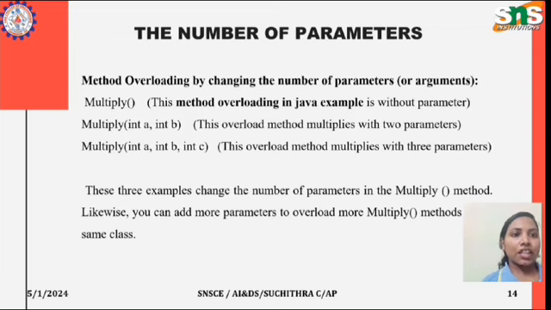Method overloading by changing the number of parameters or arguments. The method overloading in Java example multiply is first without parameters. Here we never give any parameter. The next one is method multiply(int a, int b). This overloaded method multiply has two parameters. The next example has int a, int b, int c. This overloaded multiply method has three parameters. These three examples change the number of parameters in the multiply method. Likewise, you can add more parameters to overload more multiply methods in the same class.